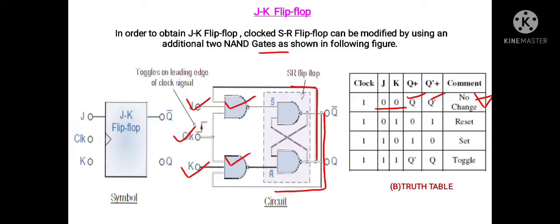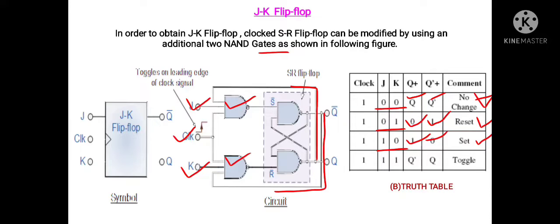If we take the second condition as J equals 0 and K equals 1, then the output is the same as in the clock RS flip-flop, which is 0 and its complement is 1. So this state is called reset, since the main output is 0. If we come to the next state, J equals 1 and K equals 0, then the output is set and its complement is 0. So this state of output is called set.